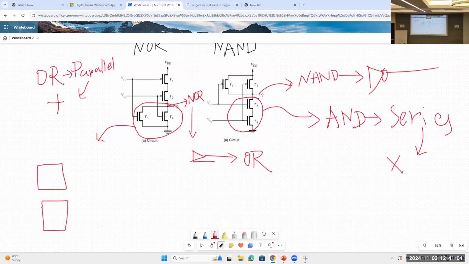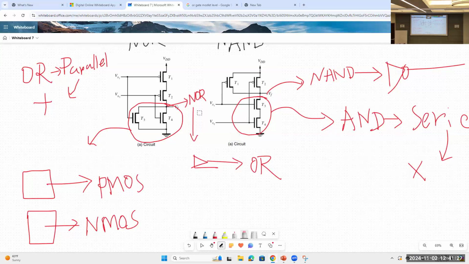There will be two blocks. The lower block will be the NMOS network, and the upper block is the PMOS network. In the upper block, there will be only PMOSes, and in the lower block, there will be only NMOSes. And now, let's write the value directly here.